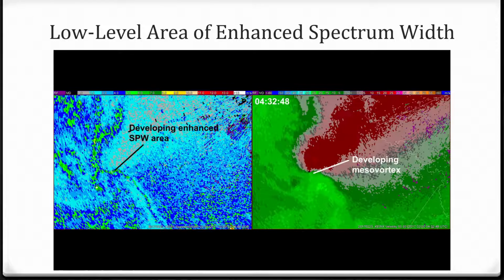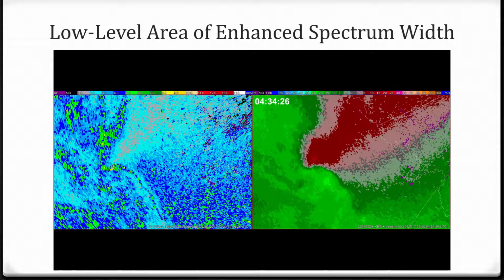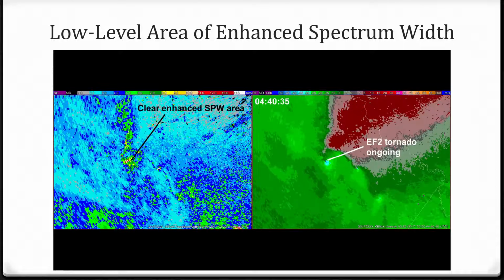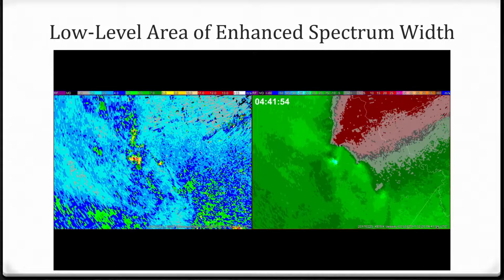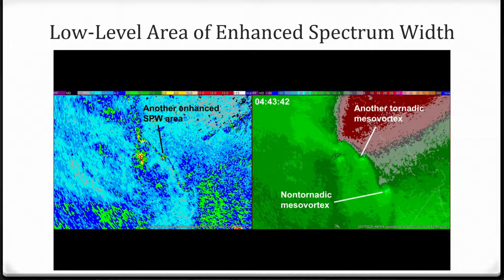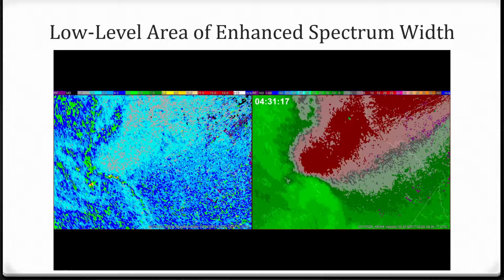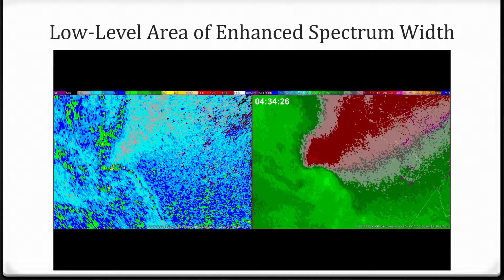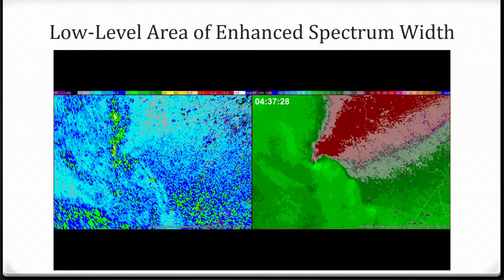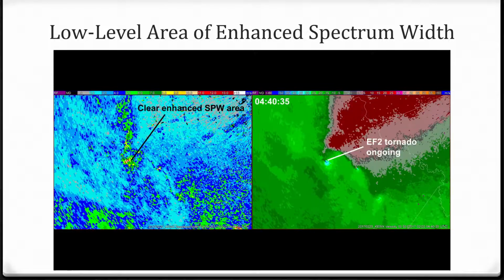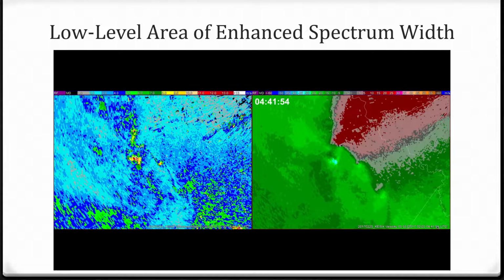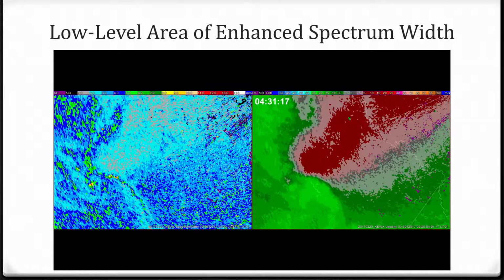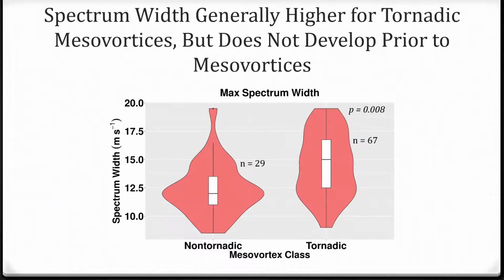So one of the single pole signatures we looked at was a low-level area of enhanced spectrum width, which you can see developing here in this animation. They're usually co-located with the mesovortices, which we would expect, and we see them a lot with tornadic mesovortices as well as non-tornadic mesovortices. Now this particular example, the non-tornadic mesovortex doesn't have a super clear low-level area of enhanced spectrum width, but other non-tornadic mesovortices that we've observed certainly have had that.